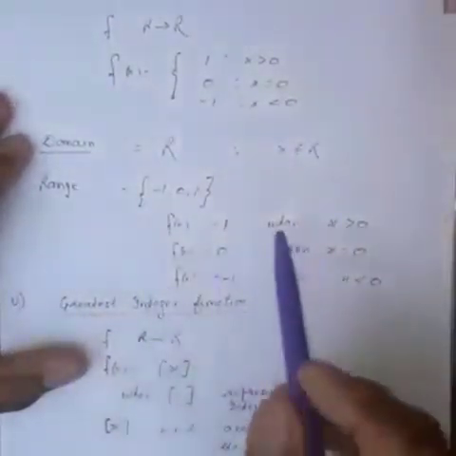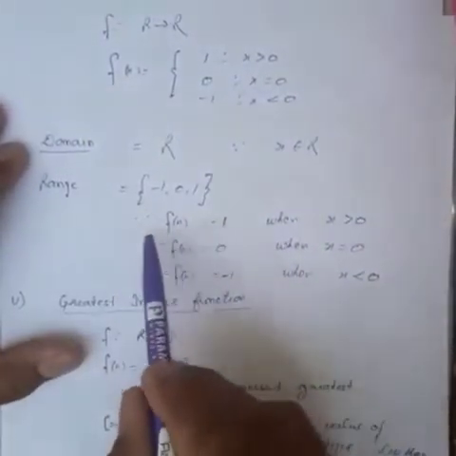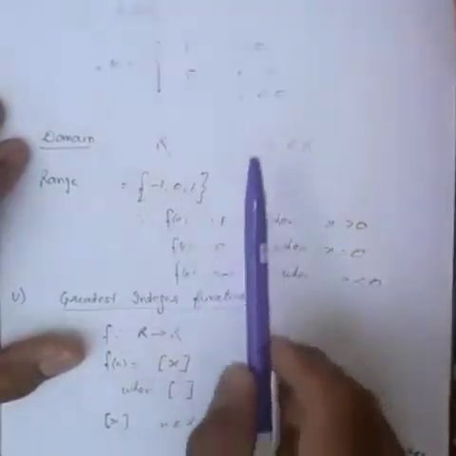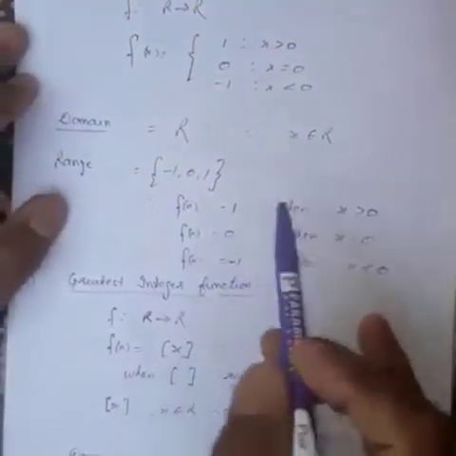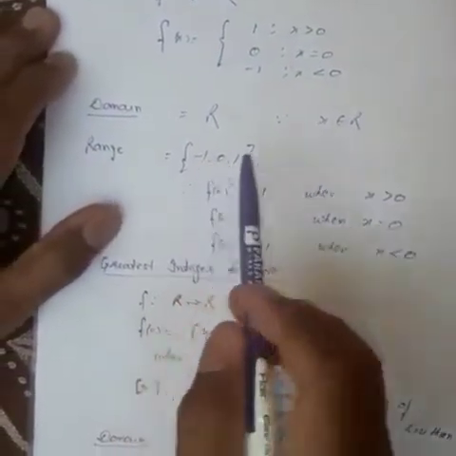So we can define this again with the definition. f(x) can be 1, 0 or minus 1. That's why the range is the set containing three elements.